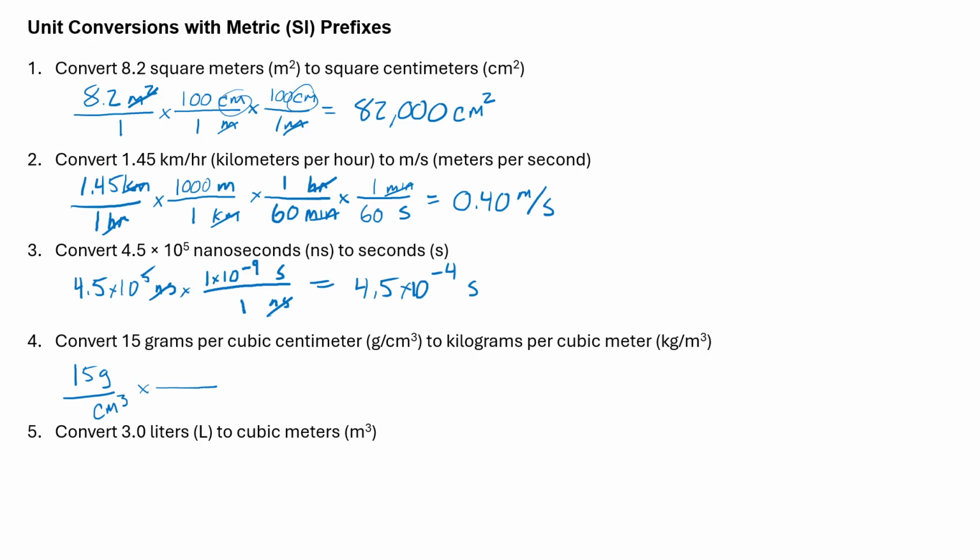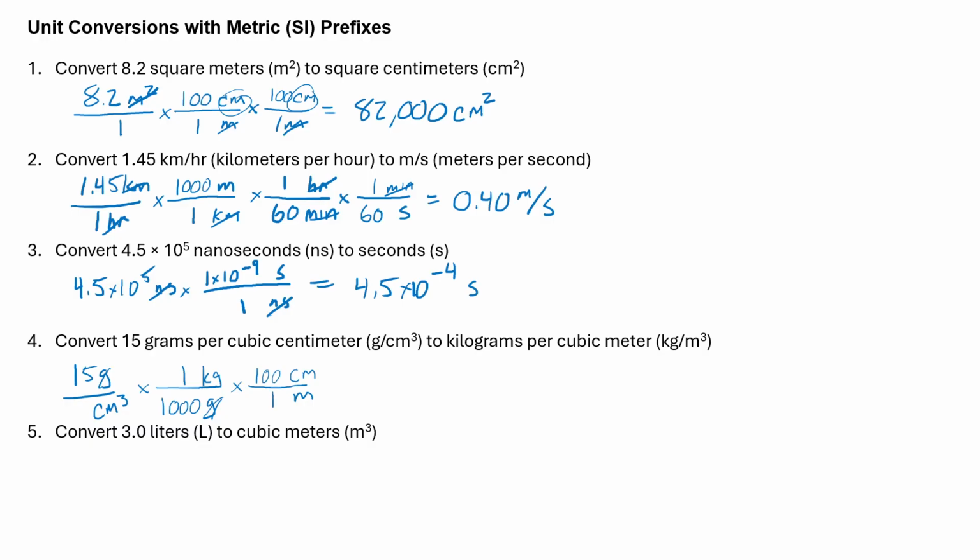I know the relationship between grams and kilograms, where 1 kilogram is the same as 1,000 grams. So that will get rid of grams, and that would give me kilograms per cubic centimeter, but I don't want cubic centimeter, I want cubic meters. So I need another conversion where I've got centimeters on the top and meters on the bottom, and I know that there are 100 centimeters in 1 meter.